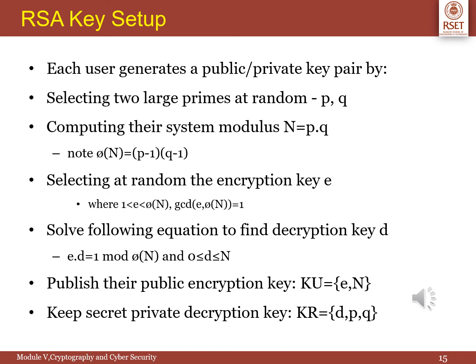Now we're trying to find the decryption key D. Decryption key D should be the multiplicative inverse of E. That is, E multiplied by D should be congruent to 1 mod phi of n, and D should lie between 0 and capital N. Now we publicize the public key, that is the combination E, comma N, and keep the private key as a secret key. The private key combination is D, comma P, comma Q.